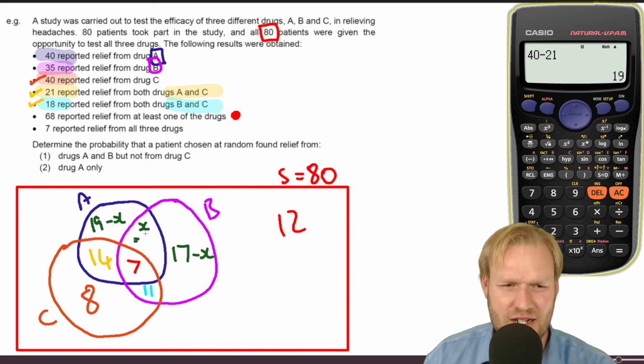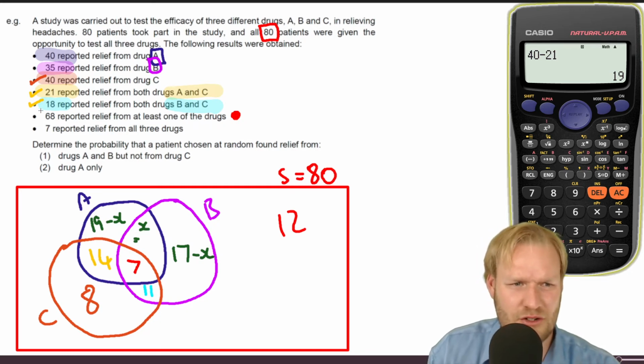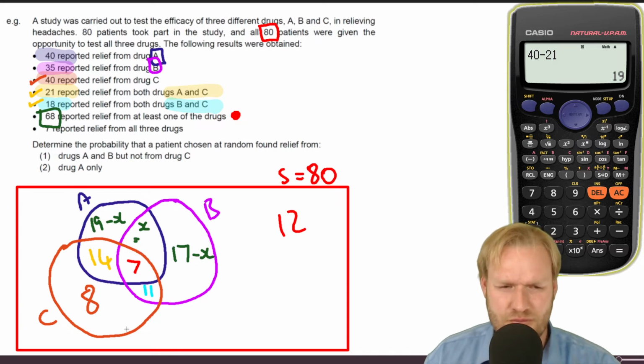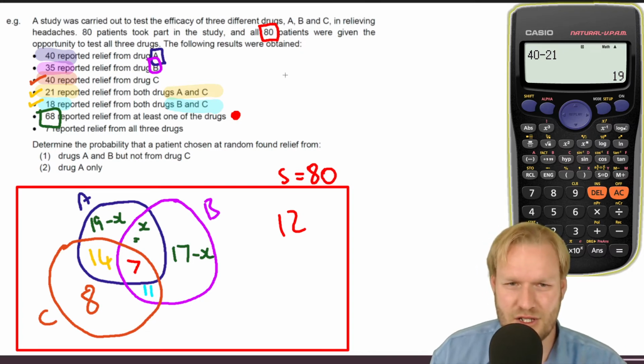And finally, to find X, well, we're going to reuse this bit of information to say, well, if we add everything together in these blobs, we should get 68 because there's 68 altogether. In fact, if we added everything together, we should get 80. So we could add everything plus the 12 to get 80, or just the things in the blobs to give us 68. So in other words, our equation might be something like 19 minus X plus 17 minus X. Those are those things. Let's plus that 7 in the middle.